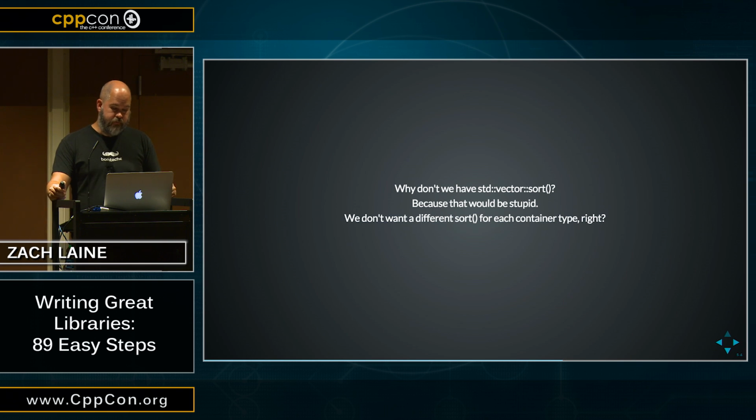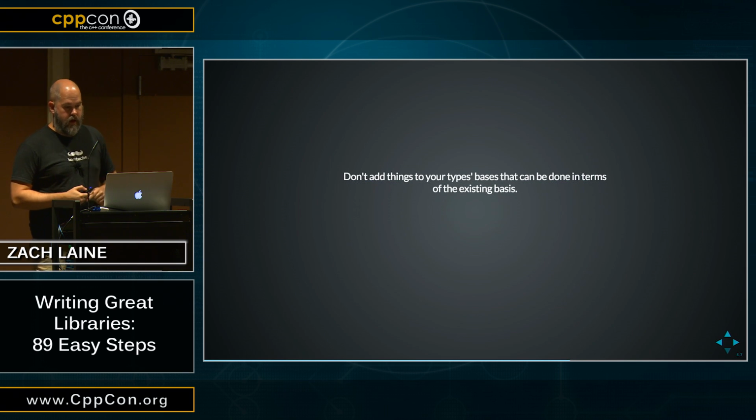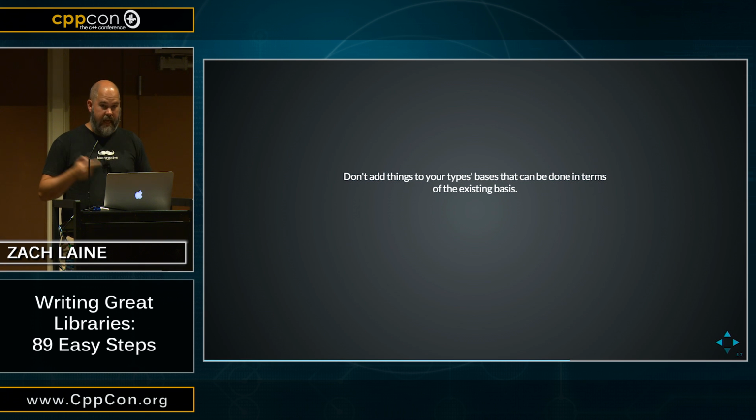Okay, so we don't want to have a different sort for each container, and so that indicates to us that we shouldn't be adding things like sort that are extraneous to the basis of the type itself, okay? We define std::sort in terms of a subset of the basis, which is just begin and end on the containers we want to sort. So again, you should not add things that are extraneous to the basis.